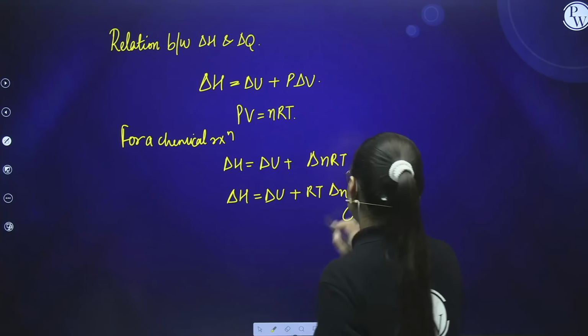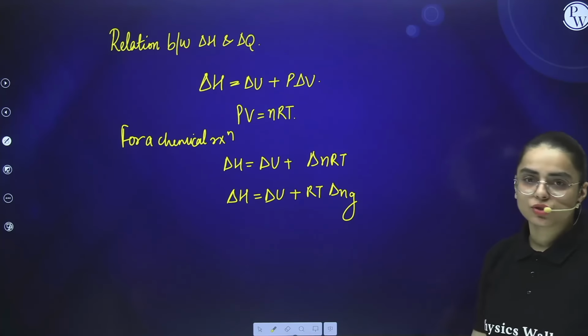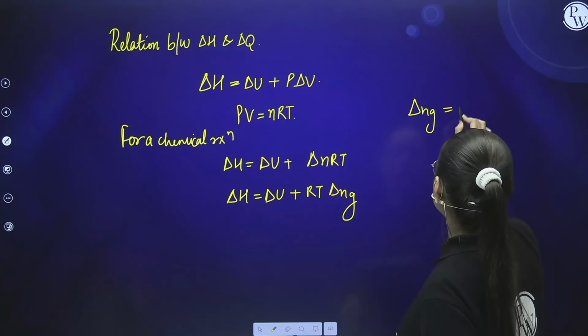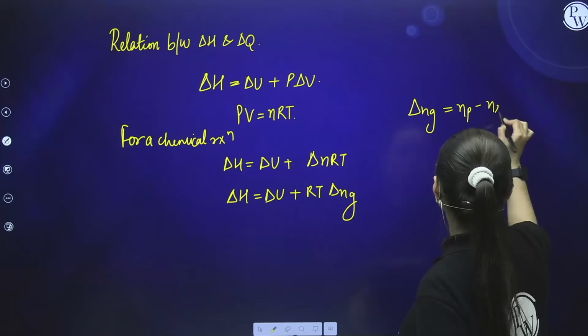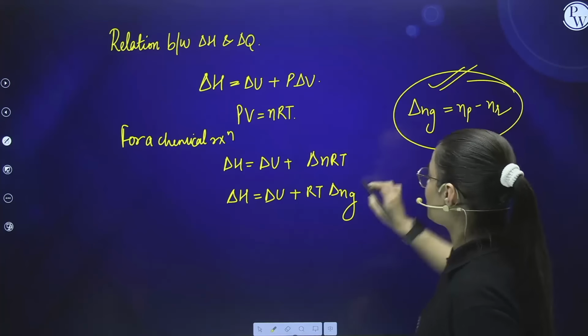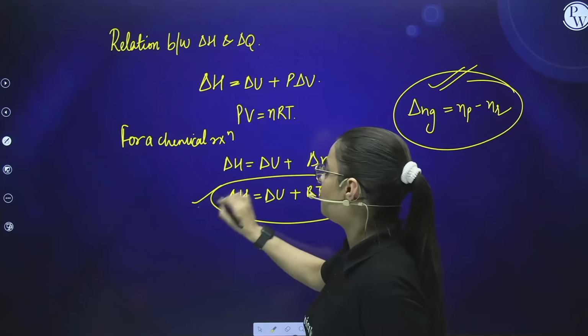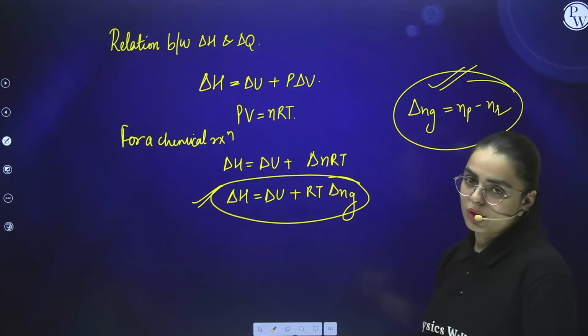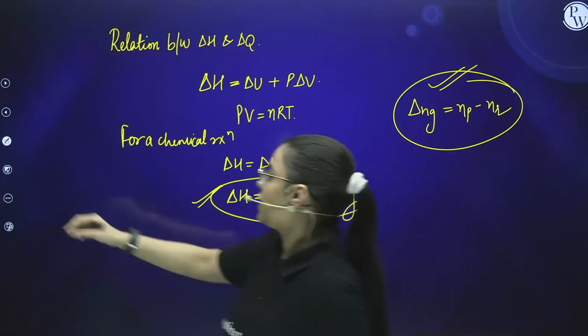Now why have I written G over here? G refers to the gaseous form. And how to calculate delta Ng? That is the number of moles of product minus the number of moles of reactant. This is very, very important. And this formula which we have derived over here is quite important also. You are going to see a lot of questions with the help of this formula. Clear? This is for a particular kind of reaction, students.